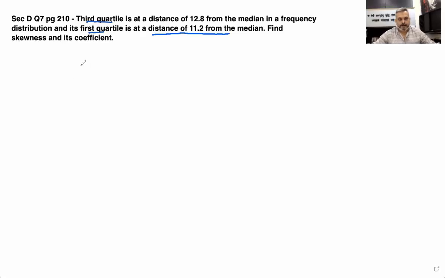So first let's write. Third quartile is at a distance of 12.8 from the median. So Q3 minus M is equal to 12.8. And the first quartile is at a distance of M minus Q1, which is 11.2. Now we have to find skewness and its coefficient. So how can we do this sum?